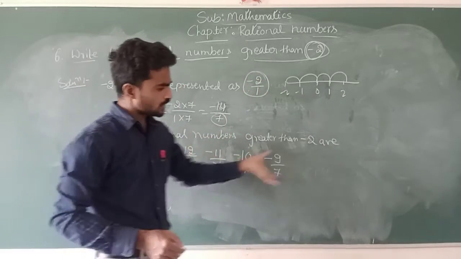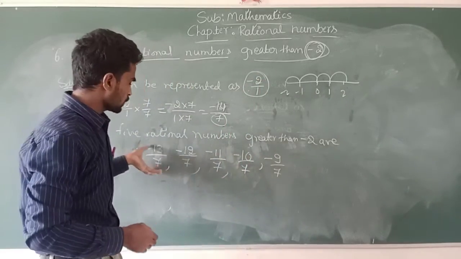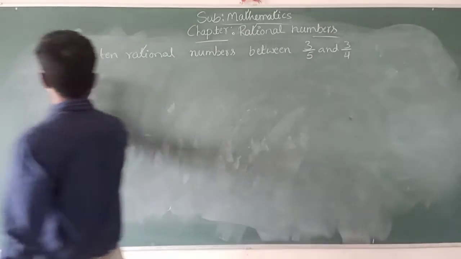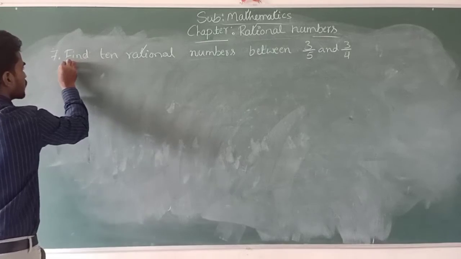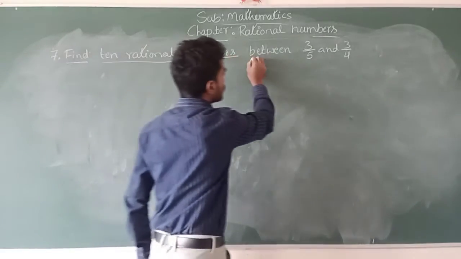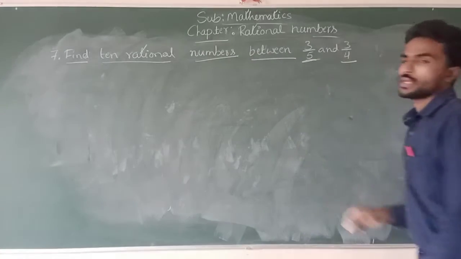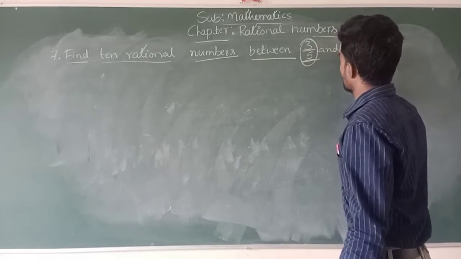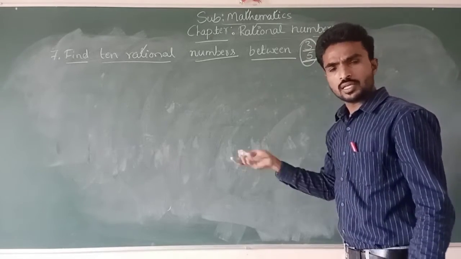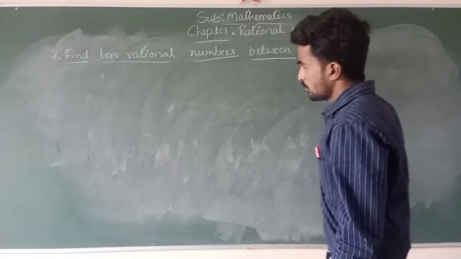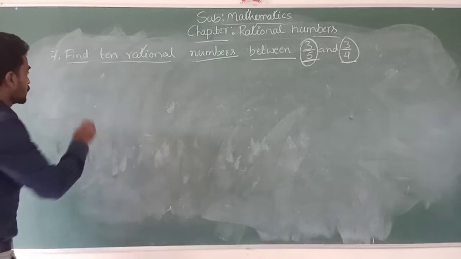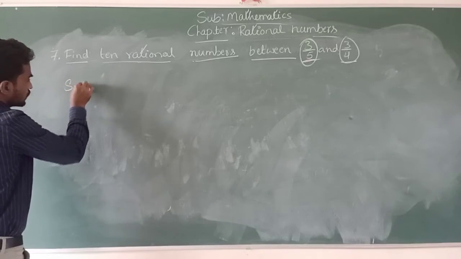There are so many numbers there. In that we will write only 5. Now going to solve question number 7 in that exercise. Here they are given that find 10 rational numbers between 3 by 5 and 3 by 4. In between these two rational numbers, so many rational numbers are there. In that we can write only 10 rational numbers. Now consider those numbers.